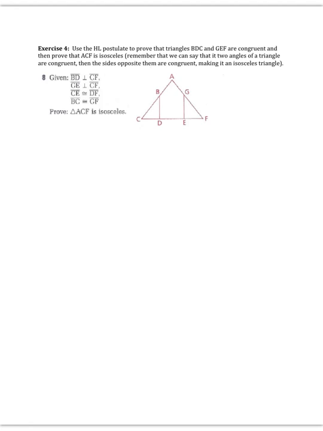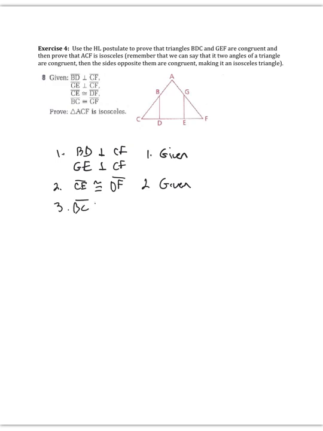And so what we're going to do here is we're going to first introduce some givens. We'll say that BD is congruent to CF, and we'll say that GE is perpendicular to CF, and this will be given. And if I have two things of the same category, I can introduce them in the same given statement. And then we also have that segment CE is congruent to segment DF, and that's again a given. And we have that BC is congruent to GF. Again, that's a given.